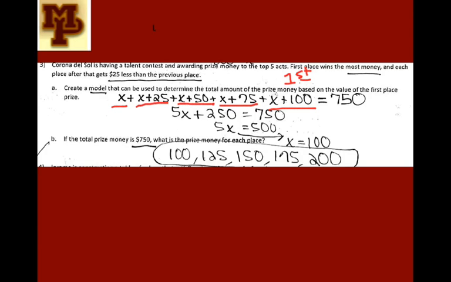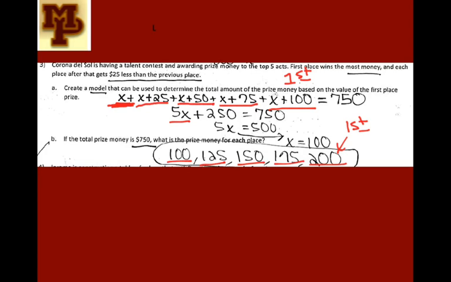Then you solve this equation by adding up all the x's, and you can see you have 5 x's, so you add them, you get 5x, and then you add the numbers, that's 250, and then subtract 250, and you can tell that x would be 100. So that means 100 is not the first prize, but the 5th prize. And then each one you keep adding 25. And so the best, of course, is the first prize, which is $200.